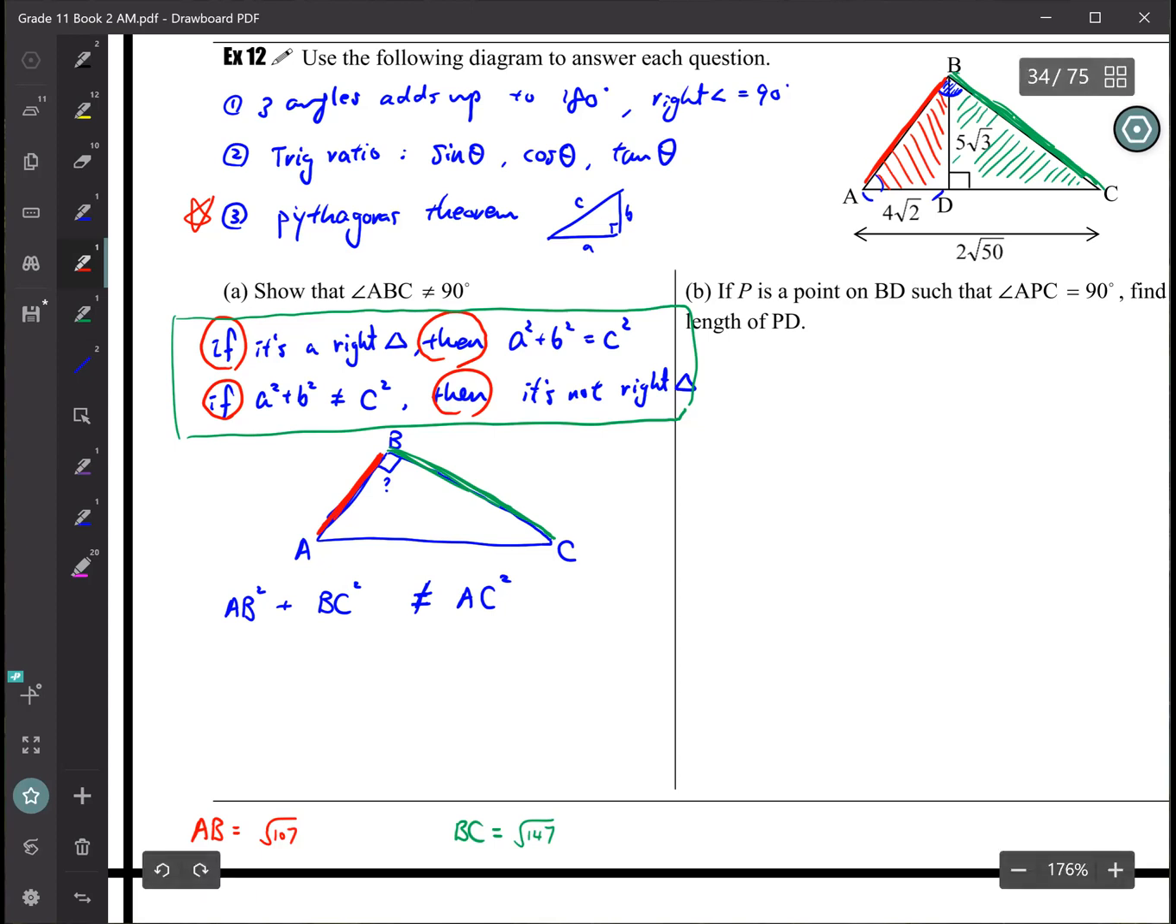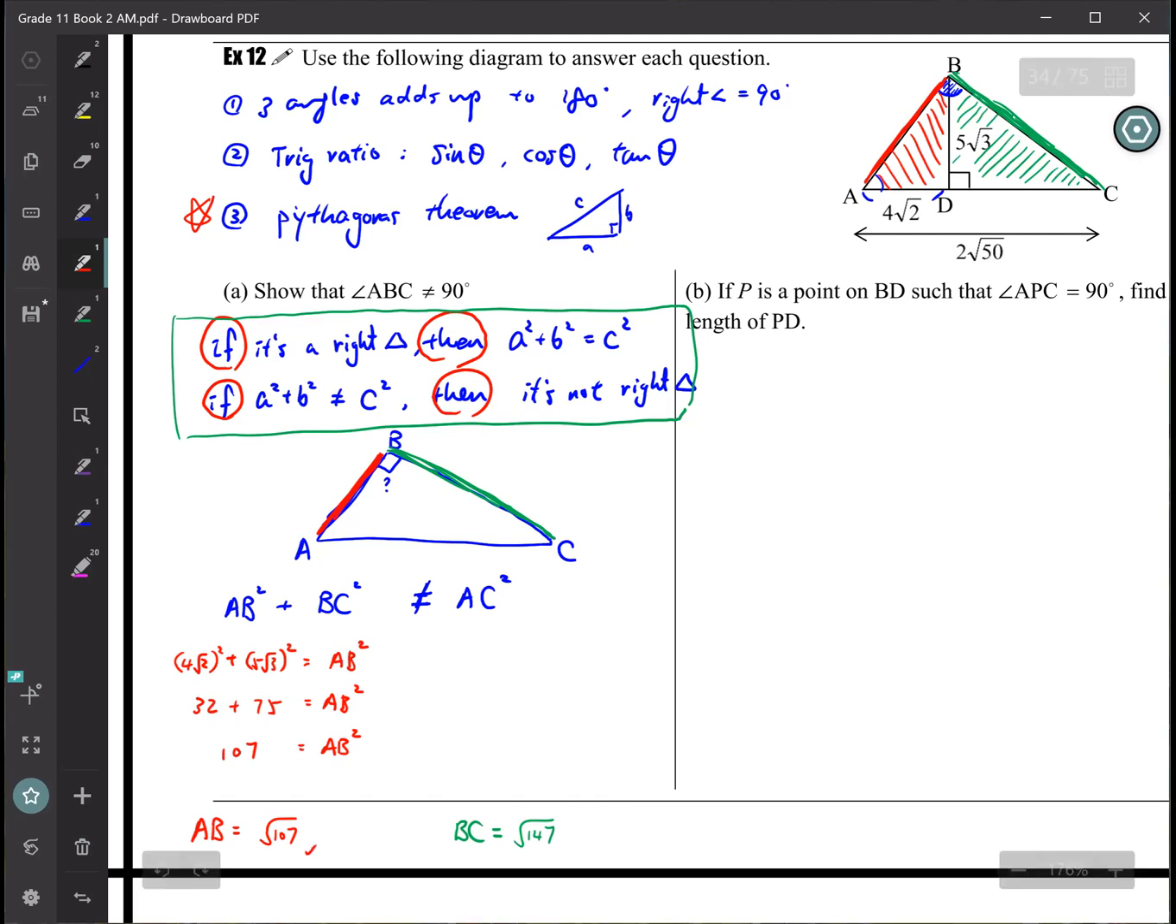All right, so to find AB is the hypotenuse side, right? The longest side. So the setup to find AB, I'm using red, okay? AB squared. So it will be 4 root 2 squared plus 5 root 3 squared equal to AB squared. 4 root 2 squared will be 32, right? 16 times 2. And then 5 root 3 squared will be 25 times 3, so 75. Right, so that's 107. Yep, you're right. Okay, so that one's good.